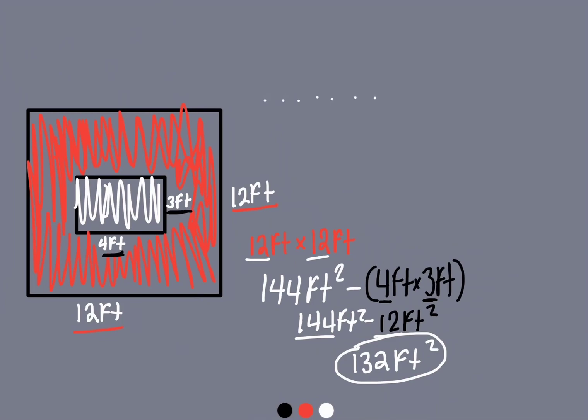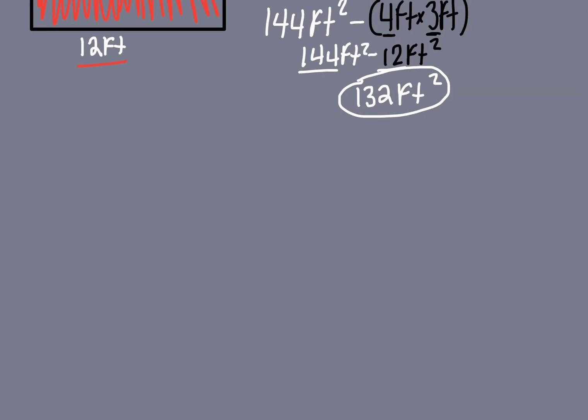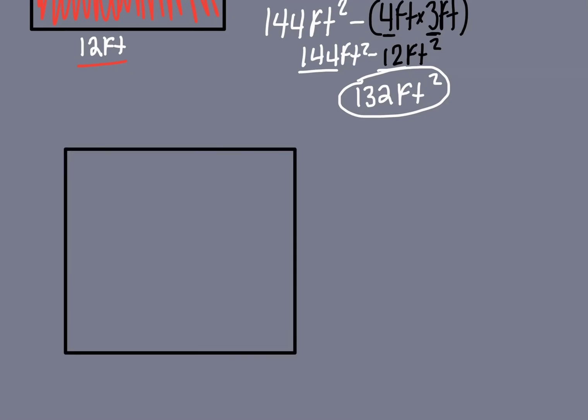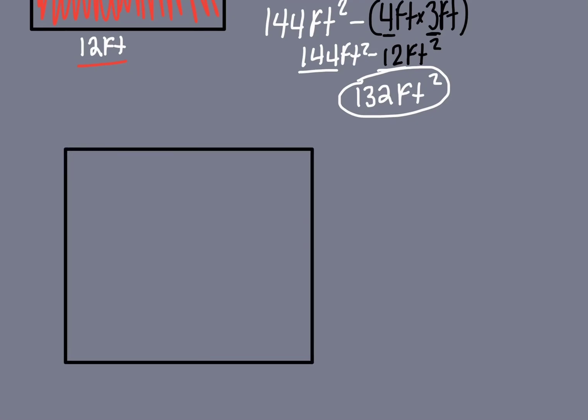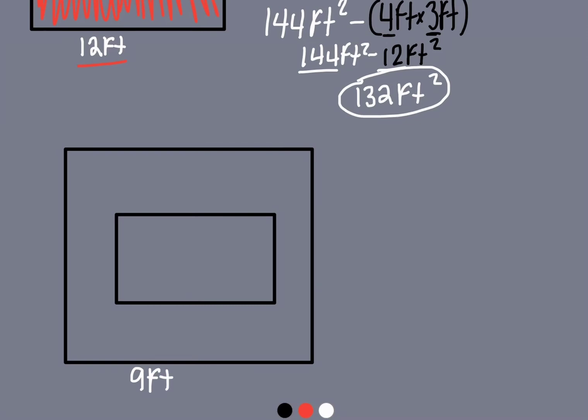Now here's what I want you to do. I'm going to set up another square inside of a square, and I'm going to give you the dimensions. I have the first square and the inside square, or rectangle. The dimensions of the outside square are going to be 9 feet by 8 feet. The dimensions of the inside square are 5 feet by 2 feet.